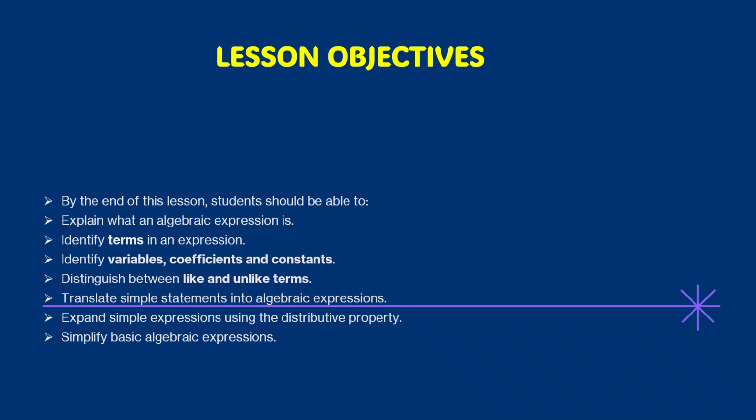Now, our lesson objectives. The first objective is to explain what an algebraic expression is. You should be able to identify terms in an expression. You'll be looking at variables, coefficients, and constants. Distinguish between like and unlike terms. Translate simple statements into algebraic expressions. Expand simple expressions using the distributive property, and then simplify basic operations in mathematics.